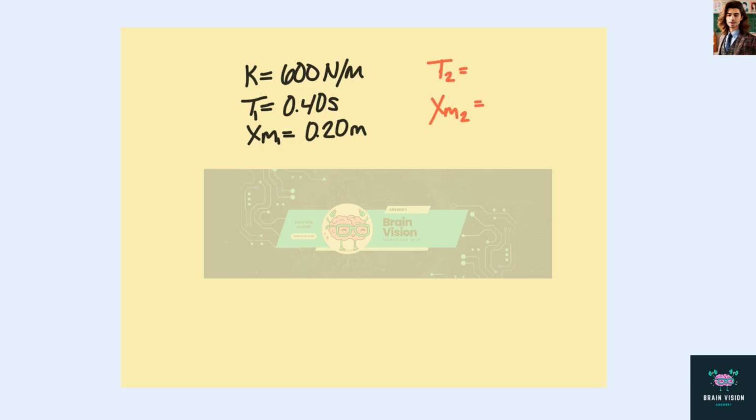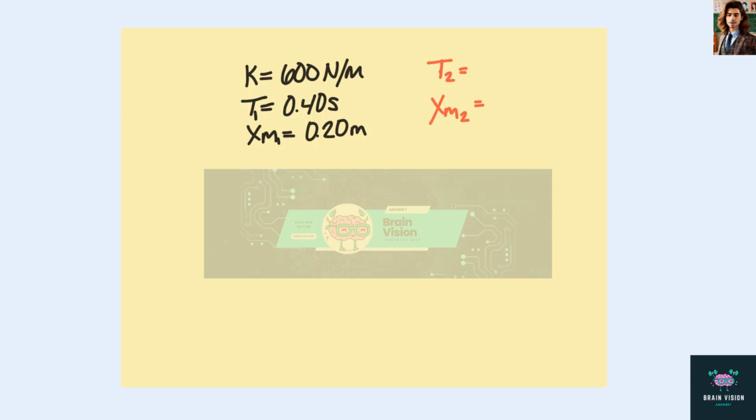As the block slides through its equilibrium position, half a kilogram of putty is dropped on top of the block, and we're trying to figure out what the new period of motion is going to be and what the new amplitude is going to be.